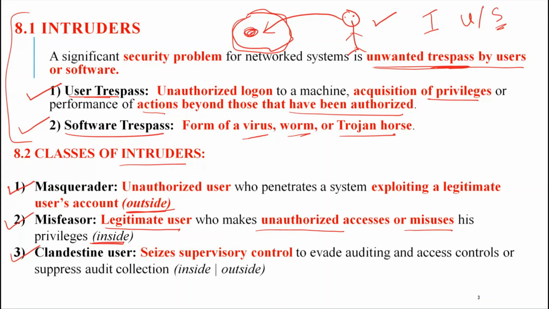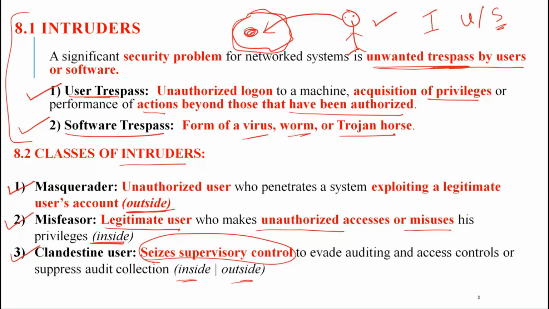Then the third class of intruders is the clandestine user. This person could be from inside or outside. But these people are very clever and very secretive. Their aim is to access your machines and become root, that means they will become an administrator of your system. They seize the supervisory control. Their aim is to capture the supervisory control from your particular machine. So this is about the clandestine user.